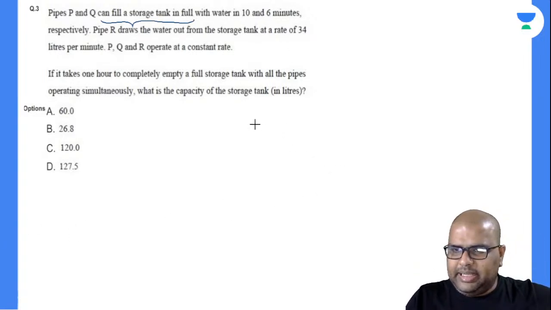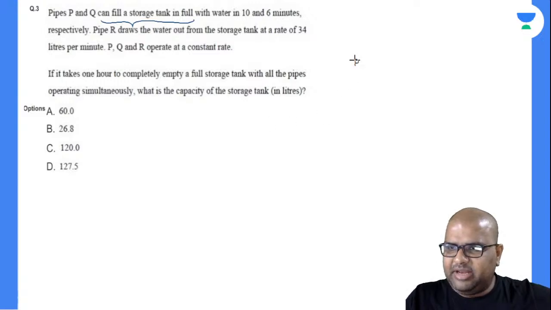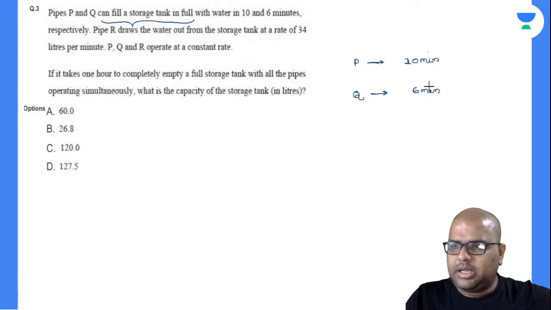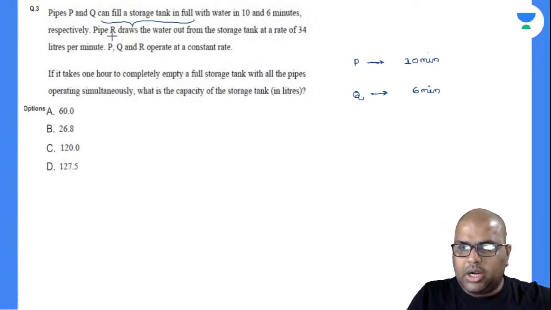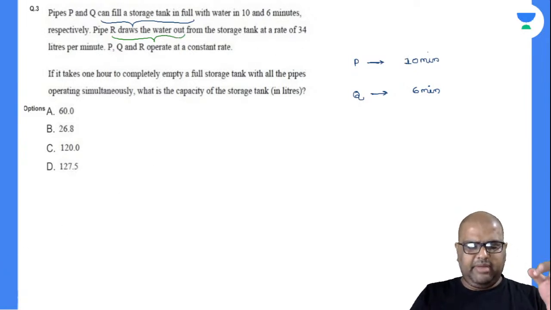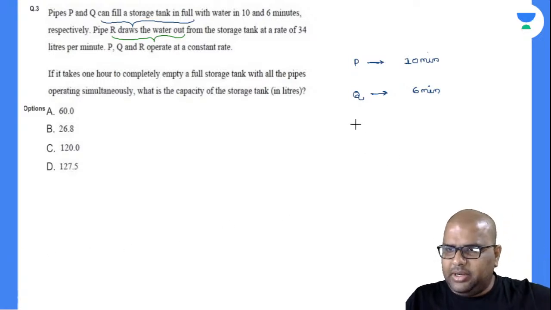So I'll write down the data here so that we can have a little bit of clarity. Pipe P is a filling pipe which can fill the tank in 10 minutes. There is one more filling pipe called Q. This can fill the tank in 6 minutes, respectively. And now see here, pipe R draws the water out from the storage tank at a rate of 34 liters per minute. We have done similar types of questions n number of times in our YouTube class and also on the Plus platform. I'll write down in red ink.